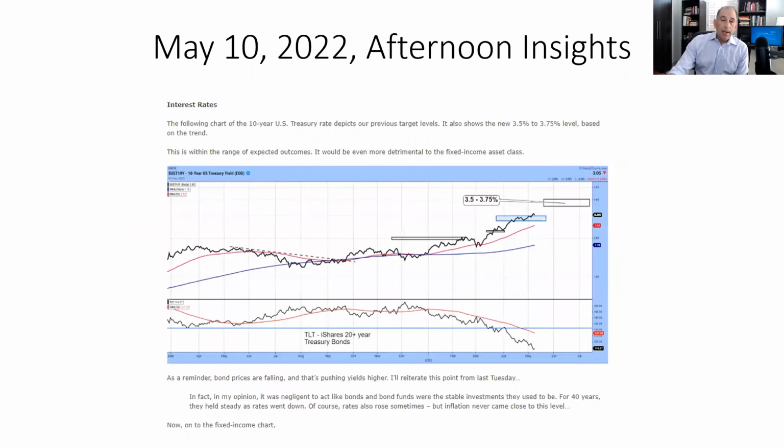We'll keep it there. I'm talking about rates because I write a morning note. We kind of changed some things around here at Chaikin, but when I was writing this back in May, we had a target of around 3.5 to 3.75, right? On the 10-year interest rate, U.S.